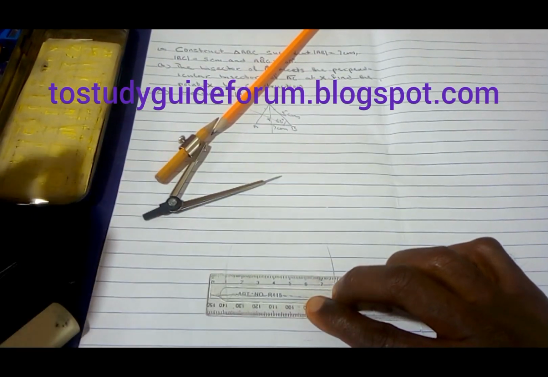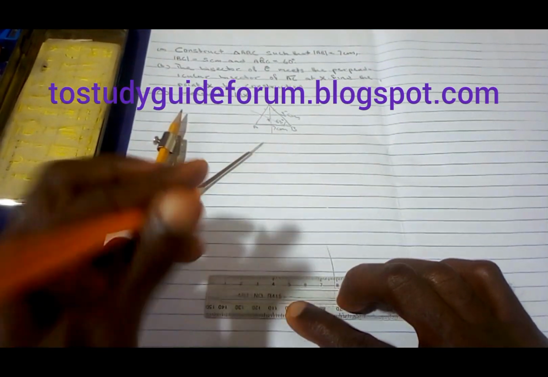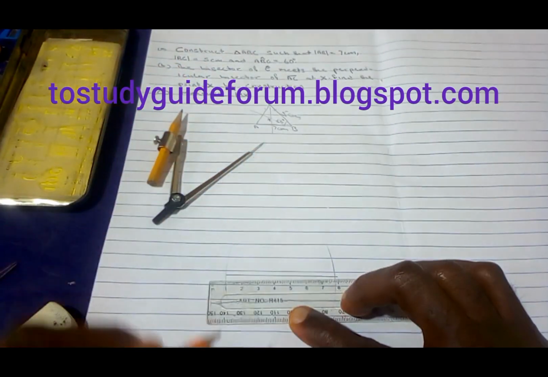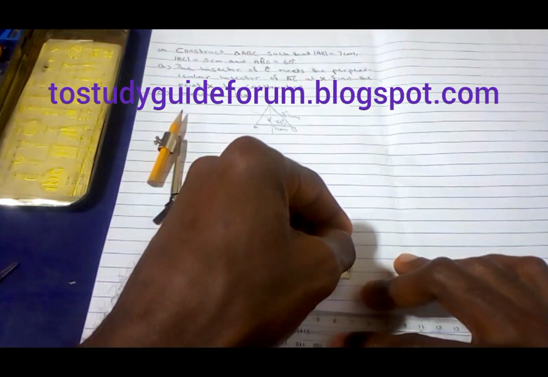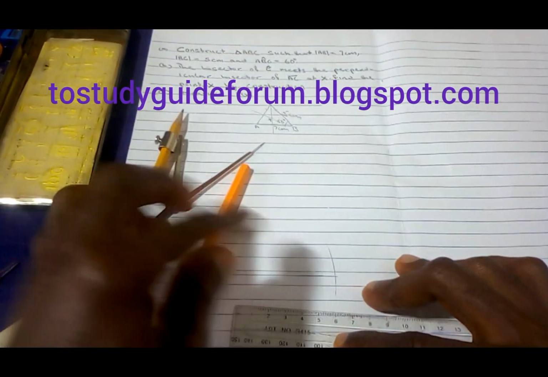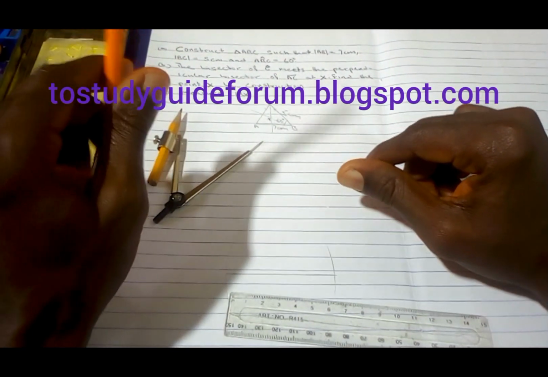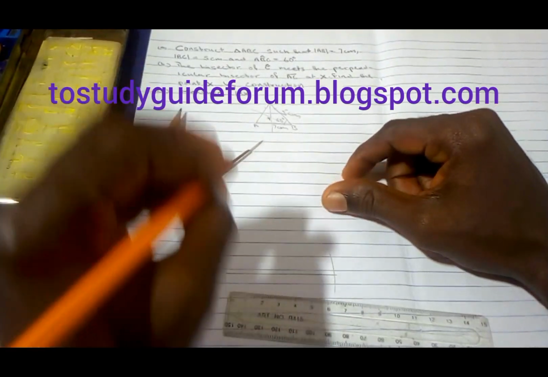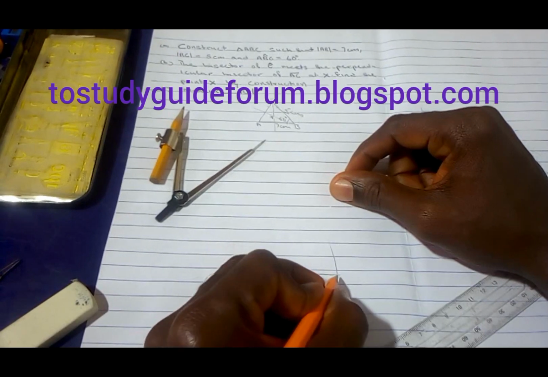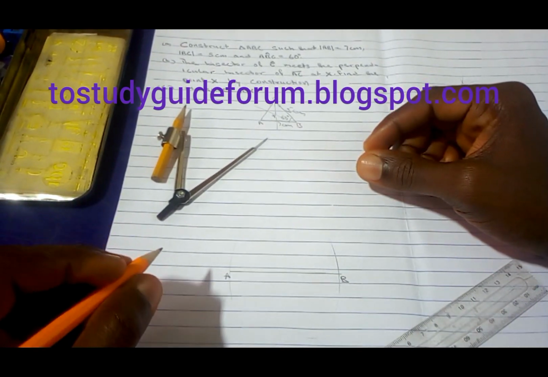So I can quickly make my straight line. That's my straight line now, joining it. All this part is 7 cm. The two arcs, from here to here, are 7 cm. This is our AB. So the next one is BC.